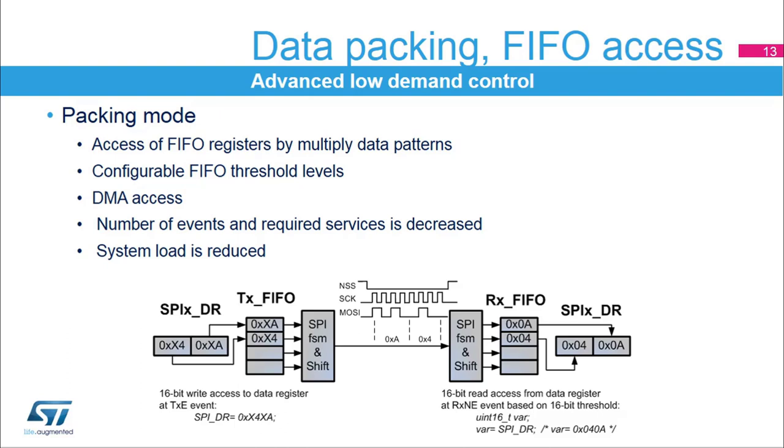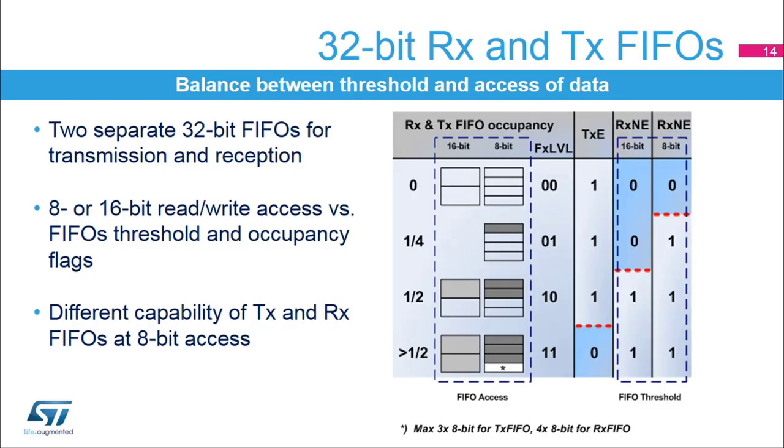In the figure shown, you can see the principle of how two short 4-bit data frames can be written and read by a single 16-bit access in the dedicated FIFO registers. The read or write data accesses are performed just by raising a single event. The SPI peripheral features two 32-bit FIFOs to handle the data flow. The FIFOs can be accessed by using either 8-bit or 16-bit data access instructions.